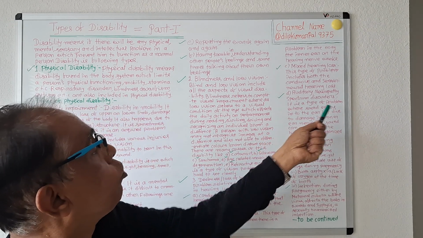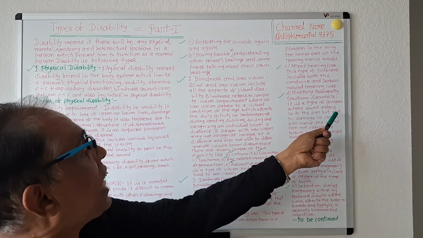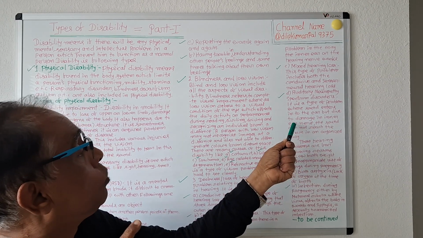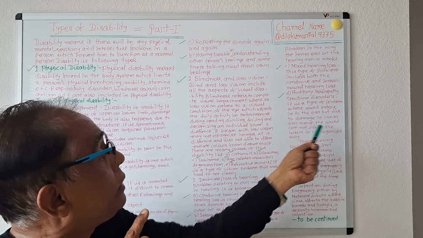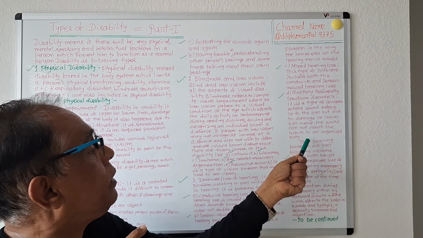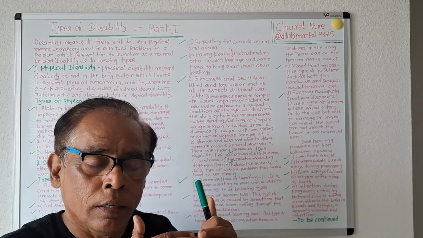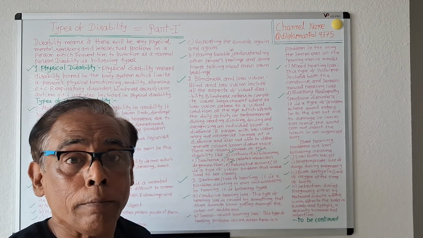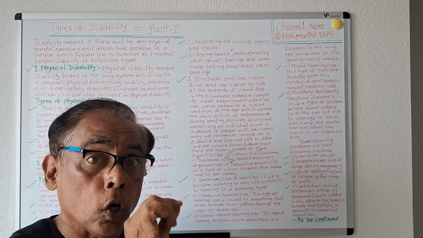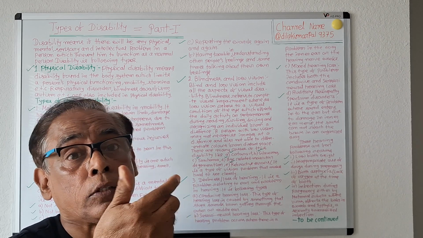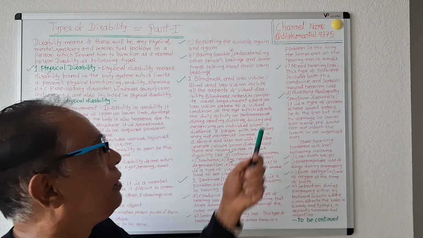So auditory neuropathy spectrum disorder means whenever sound enters into the ear, but due to a problem in the inner nerve of the ear, the sound will not reach the brain in an organized way.